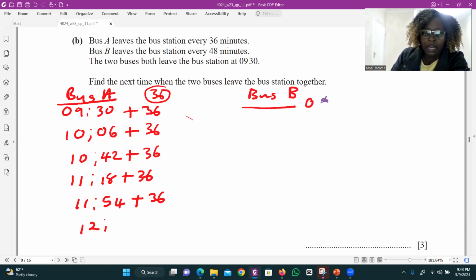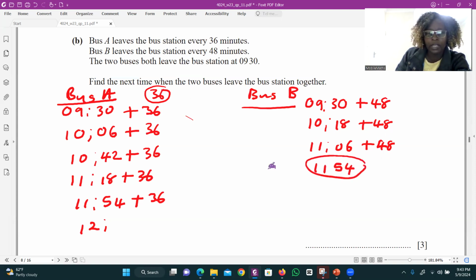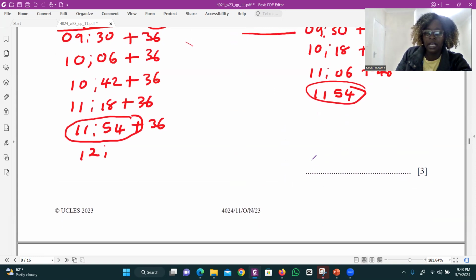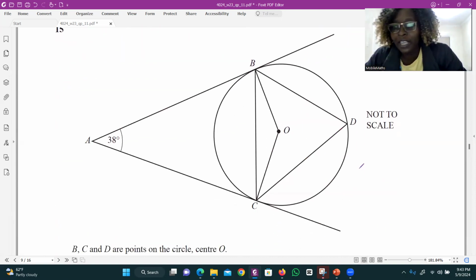For B, we're starting 09:30 plus 48 minutes. Okay, this is going to give me 10:18 plus 48 minutes. I can get 11:06 plus 48 minutes. This is going to give me 11:54. Okay, fine. So I can end here. I have also the same. So the time that these two buses are going to meet is 11:54. Okay, that's the time that they are going to meet. Let's move on. So this was a trial and error for myself.